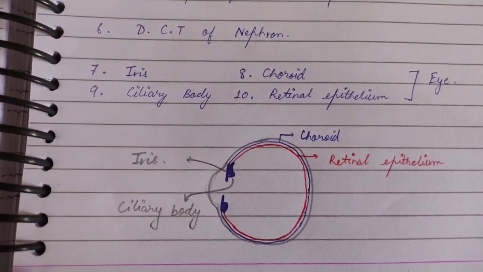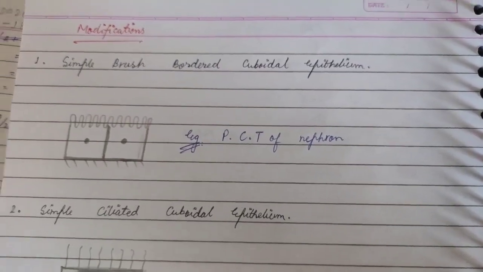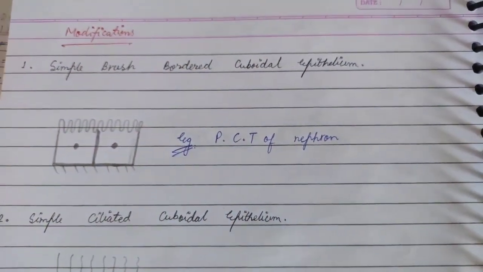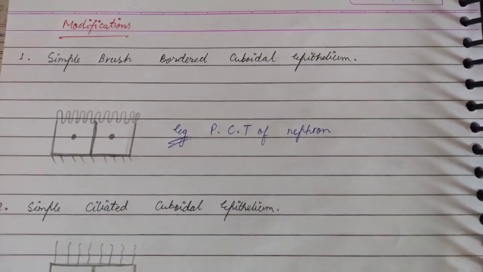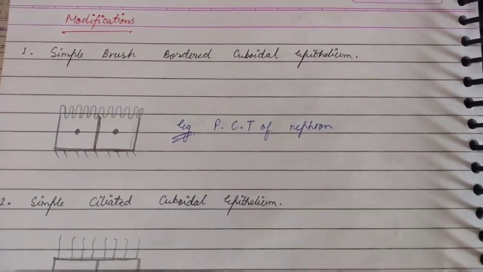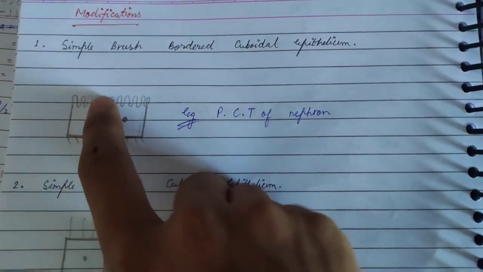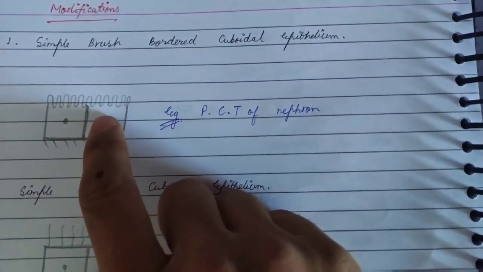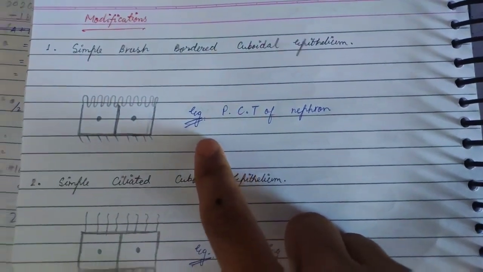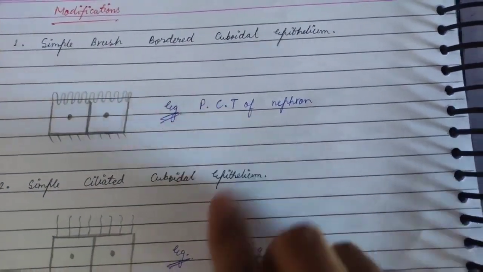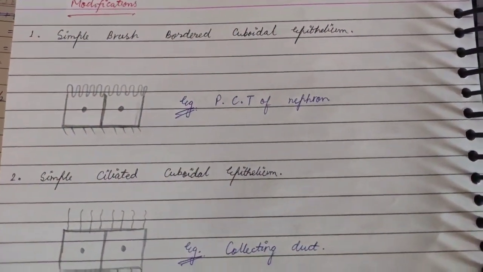Now let us see the next thing. There are modifications in cuboidal epithelium also. So two modifications are basically there. Simple brush bordered cuboidal epithelium. See here, a brush bordered kind of thing is there. It increases the rate of absorption and also the surface area. It is found in the PCT of nephron because from there we have to absorb a lot of things.